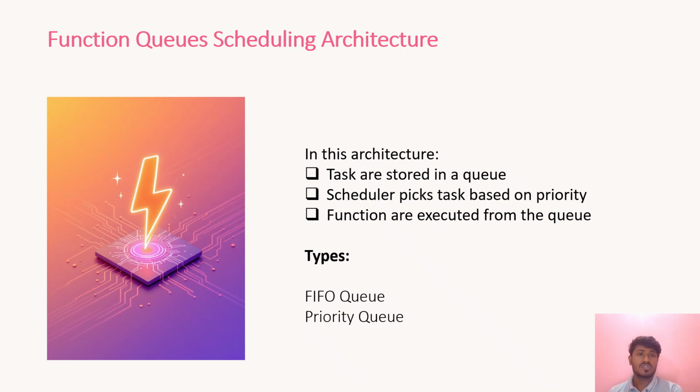Now we'll see function queue scheduling architectures. In these architectures, tasks are stored in a queue. The scheduler picks tasks from the queue based on priority, function, or execution. The types of function queue scheduling architecture are FIFO queues and priority queues.